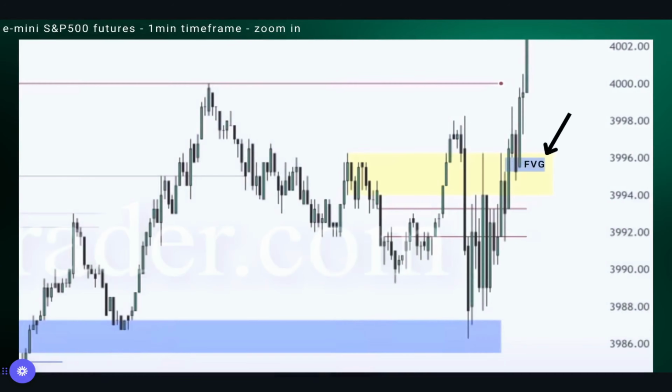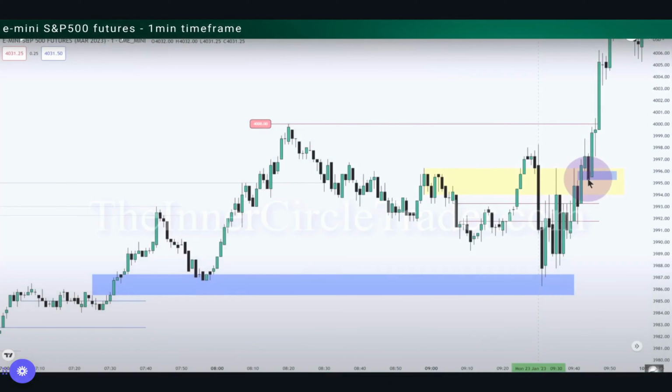Now I'm gonna zoom in again and show you this fair value gap. Look at this price movement. When the price has come back to touch that fair value gap, it covered it completely and it entered inside it with the whole candle body, not only with the wicks.